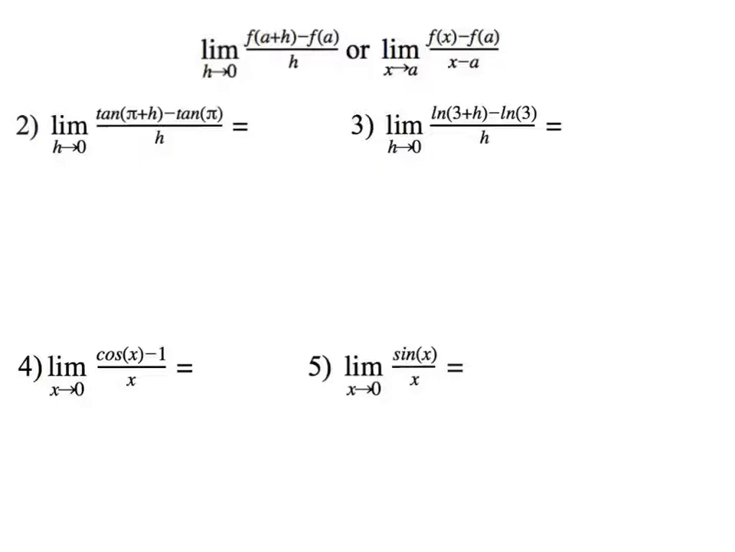So what are we taking the derivative of? Tangent. And where are we taking the derivative at? Pi. Because pi is your a, and f, the function, is tangent. So what this is saying is take the derivative of tangent x, and where are we taking the derivative at? X equals pi. That is what it's saying.